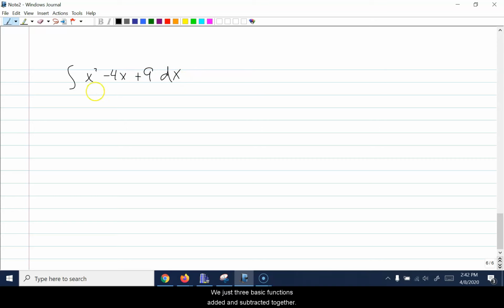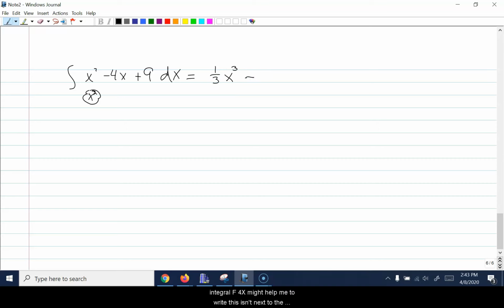This is 3 basic functions added and subtracted together. The integral is going to be, what is the integral of each of them? Keep the minus and the pluses the same. Do I know the integrals of each of these things? Well, this is x to the 2. The power rule says I need to add 1 to the exponent. That'll give me x to the 3. Divide by that new exponent out front. So the integral of x squared is 1/3 x cubed.